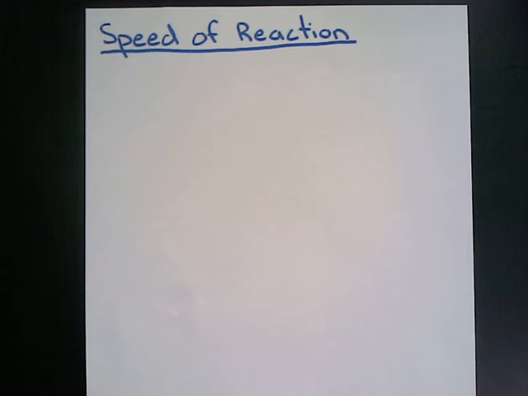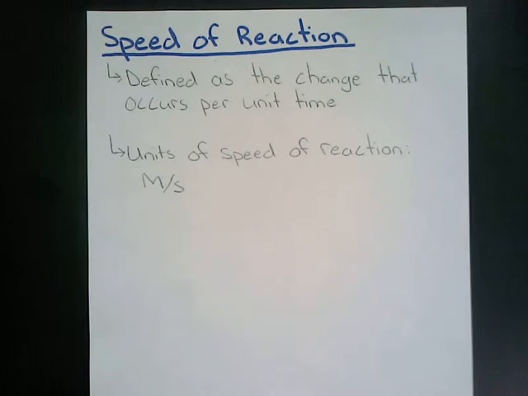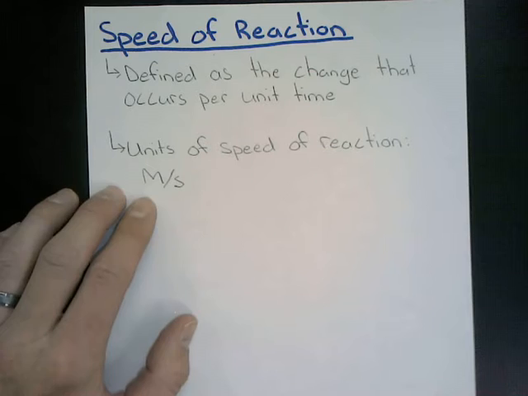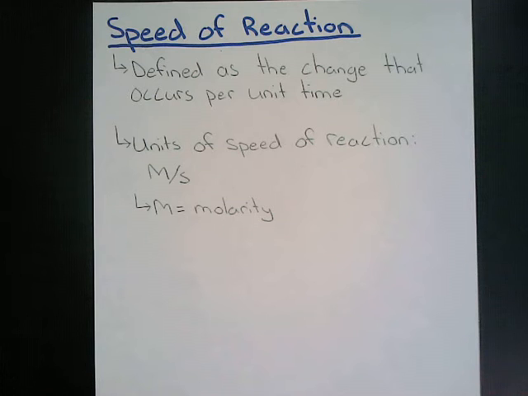The speed in our chemical kinetics problems, or in chemical kinetics in general, is defined as the change that occurs per unit time. Now, our units for our speed is molarity per second. And again, as a reminder, the big M stands for molarity. I'll mention this again, but molarity in this case is often written as brackets, and inside those brackets is the molarity of that particular solution. And then, as a reminder, S stands for seconds.